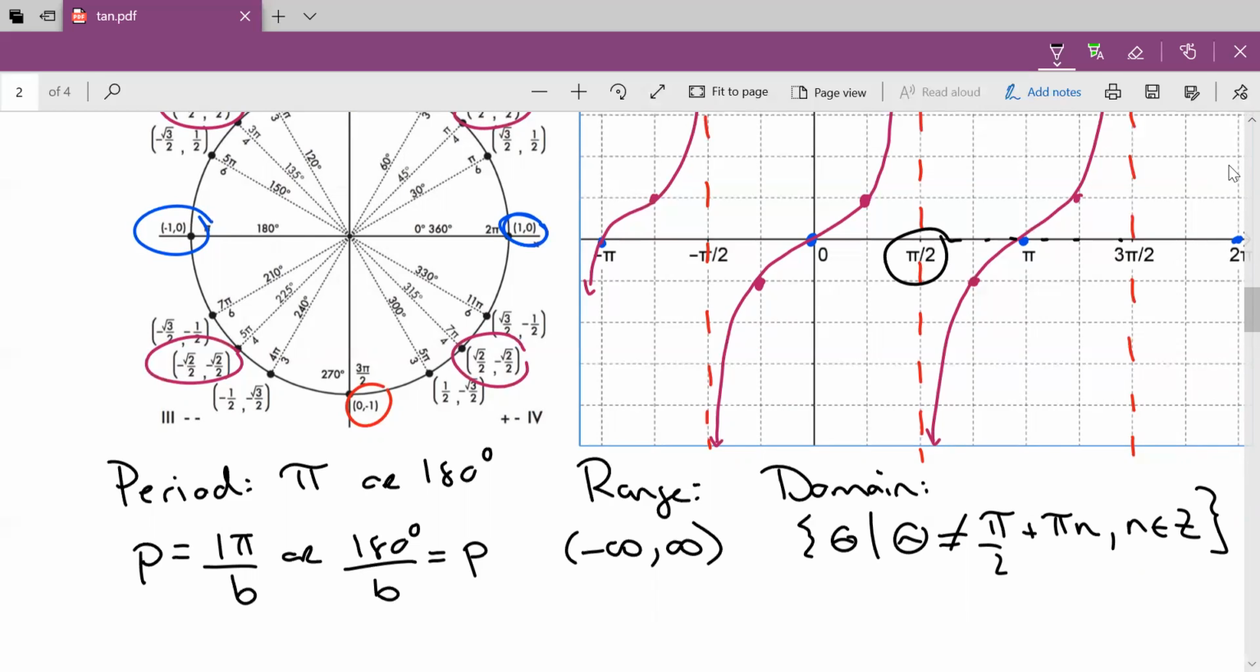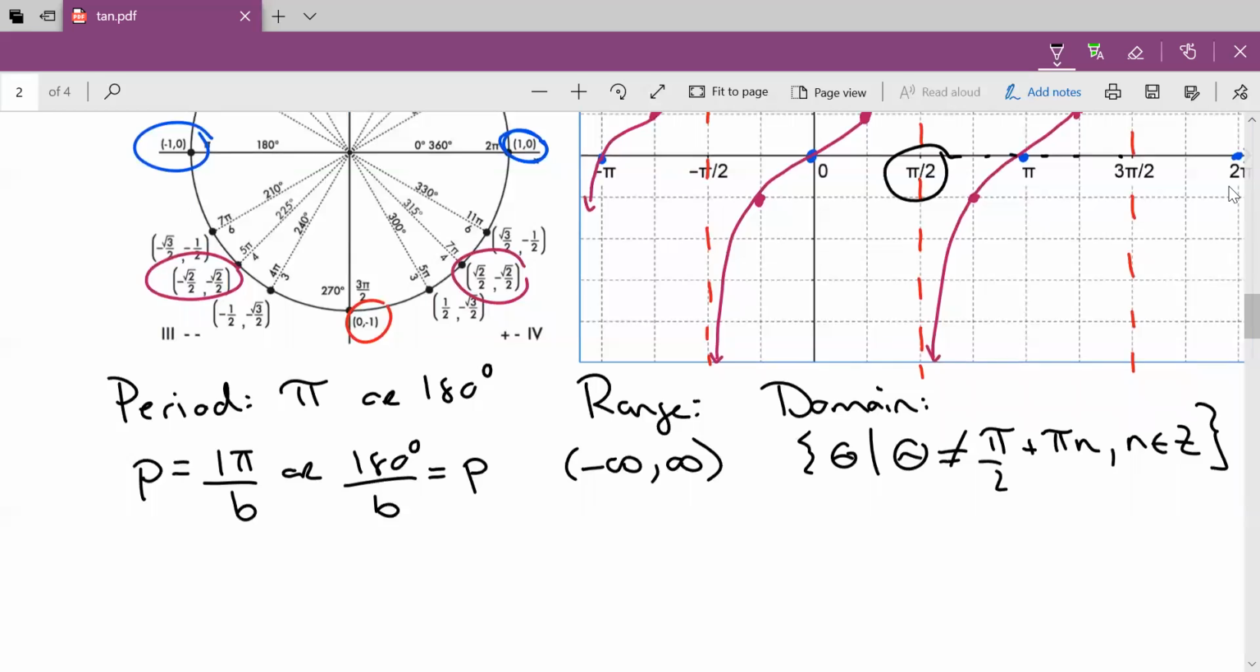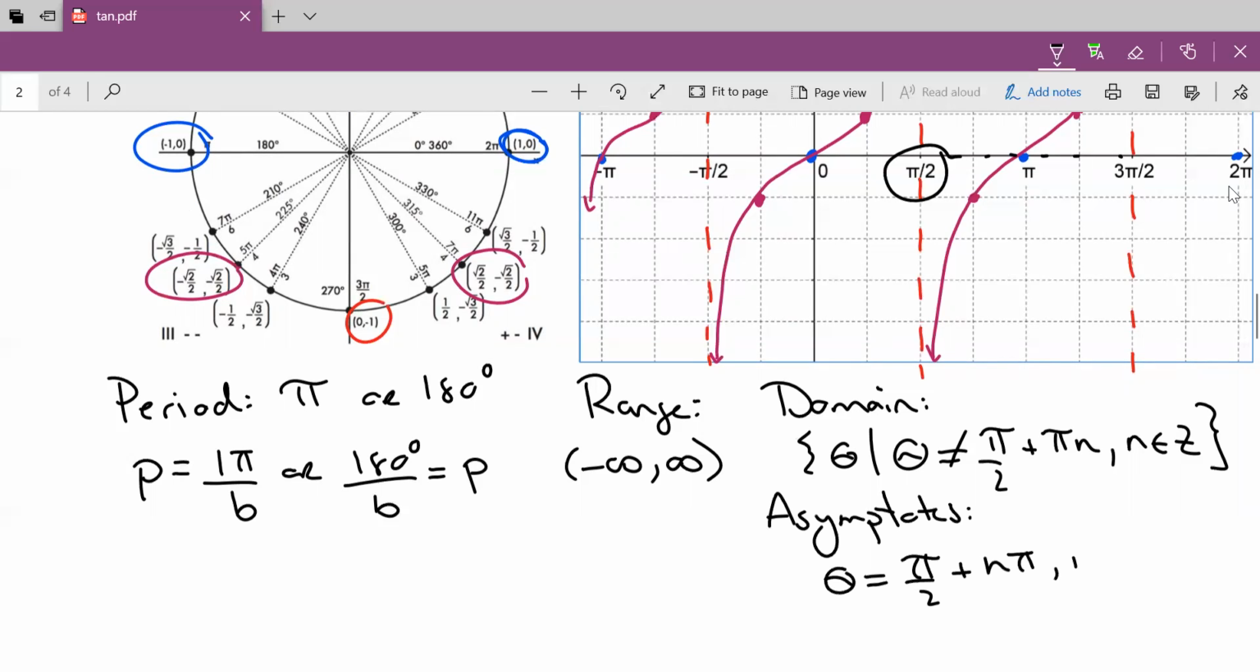Your asymptotes then, well, if you know your domain, then you know your asymptotes. Your asymptotes are theta equals, because it's a line, pi n or n pi again, and n a member of the integers. There's the equations of your asymptotes. Now, what does this look like in my graphing calculator? Let's take a peek.